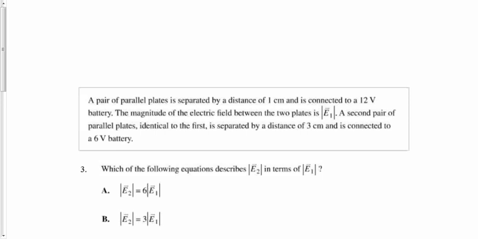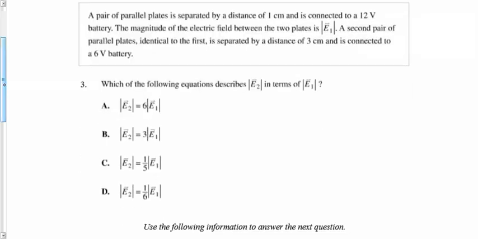Uniform field, right? Last 2 equations in that Venn diagram. Separated by a distance of 1 centimeter, connected to a 12-volt battery. The magnitude of the electric field is E. Second parallel plates, 3 centimeters, 6-volt battery, which describes E2 in terms of E1. I don't know about you, but to me, this one kind of comes down to variable value changing. Anybody think that?